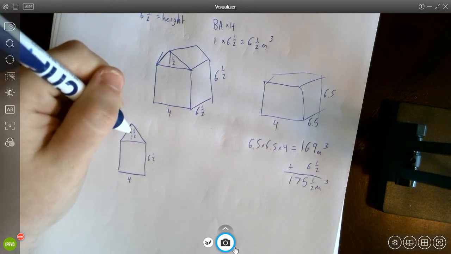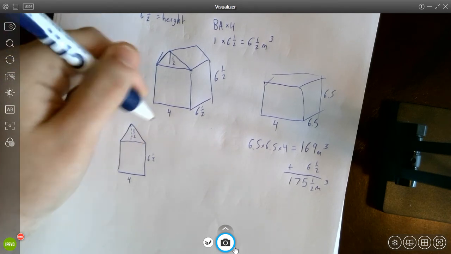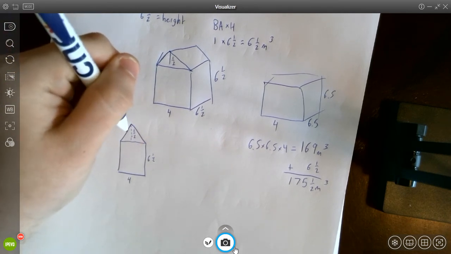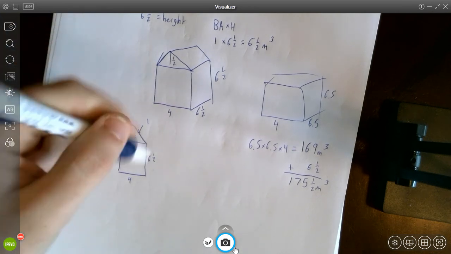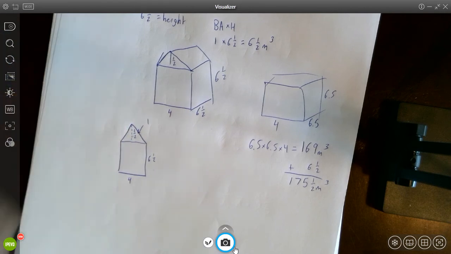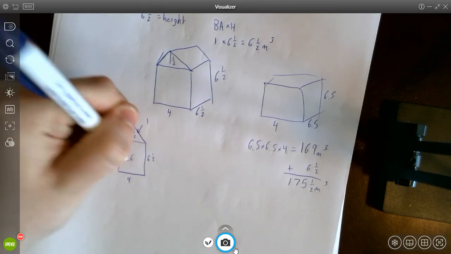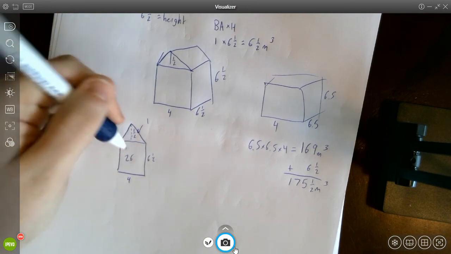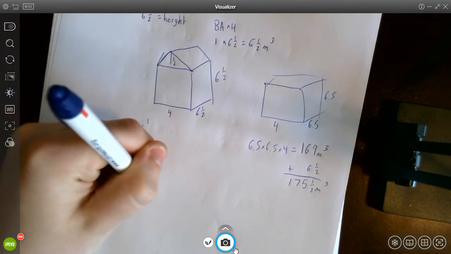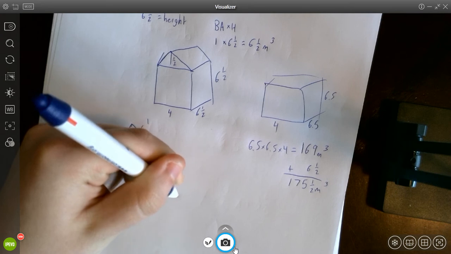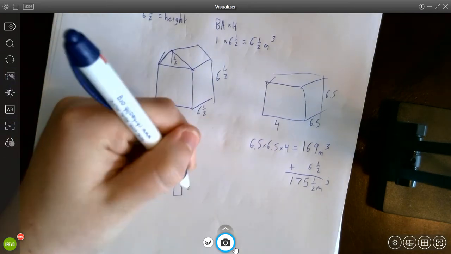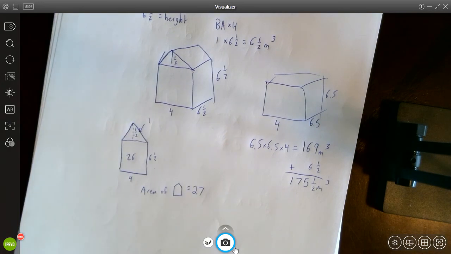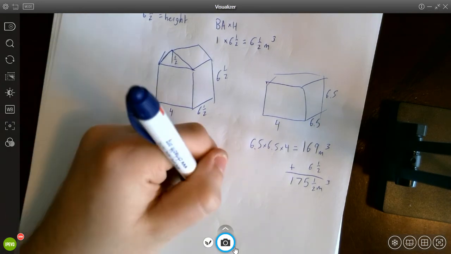So for this one, 1/2 times 4 divided by 2, the area of this triangle is still going to be 1. So that's the top piece. The area of this on the bottom is going to be 6.5 times 4, or 26. So the total area, the area of the pentagon, is going to be 27 units squared, meters squared in this case.